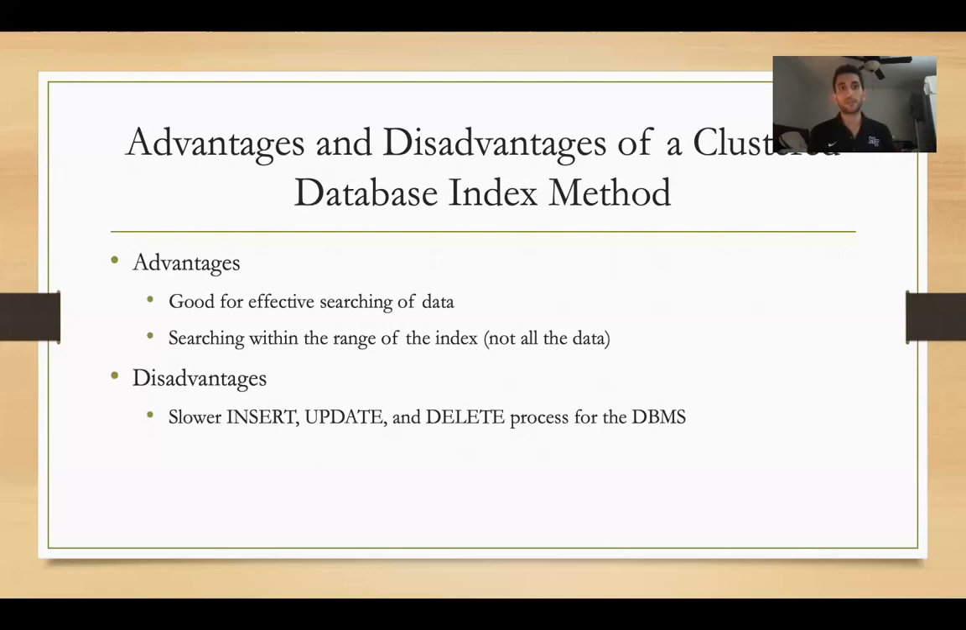The disadvantages include slower insert, update, and delete processes for the DBMS. So basically, the more clustered indexes you use for each table, the slower the insert, update, and delete processes work in the DBMS. And another disadvantage is that you can only have one clustered index per table. That is a disadvantage because it's only one and you can't have many that break down the data even more.